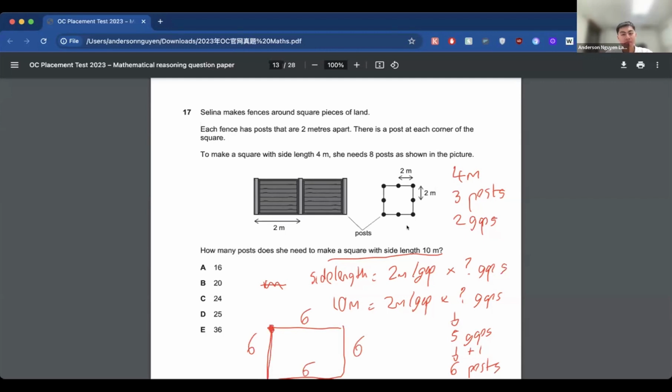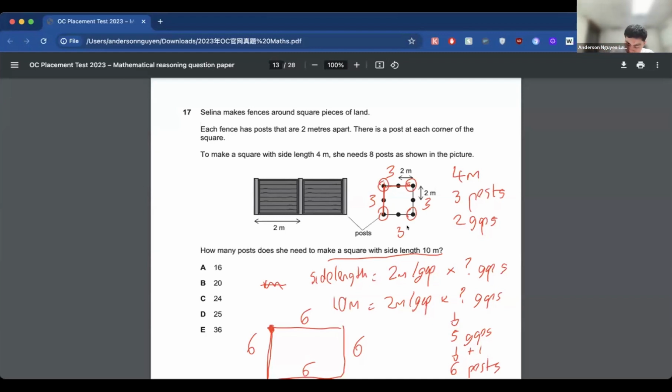But here lies a problem. From our original diagram, since we saw that we needed 3 posts, if I were to put 3 on each side and add it up, that's 12. But how come when we count it up, there's only 8? It's because there's overlaps, right? Every time you count one side, it's 3 posts. But you're going to use those corner posts again to count the next side. So there's always going to be an extra 4 since there's 4 corners.